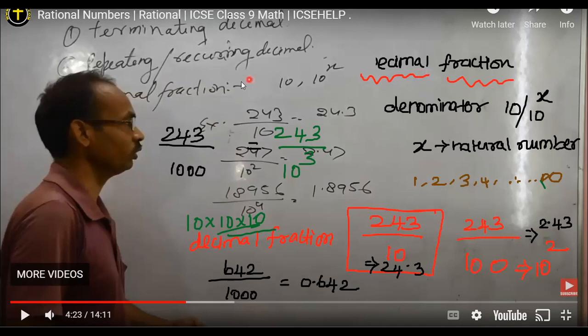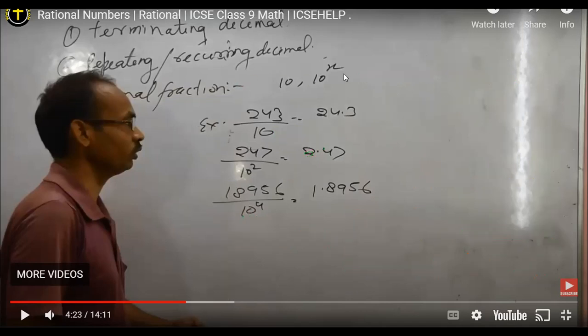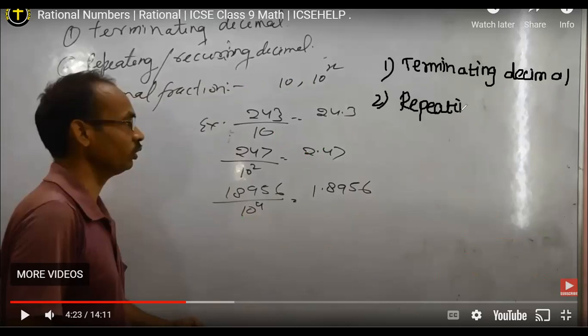You have noted everything about the decimal fraction. Okay. So could you please explain what we have learned so far? I want you to explain what you mean by terminating decimal, repeating decimal, and decimal fraction. I want you to explain in order.